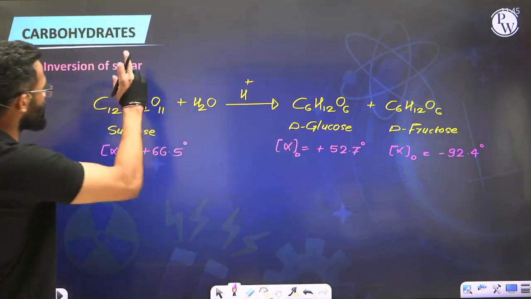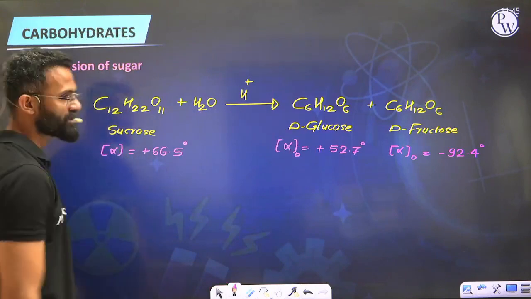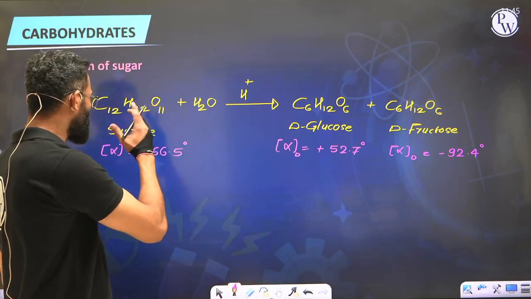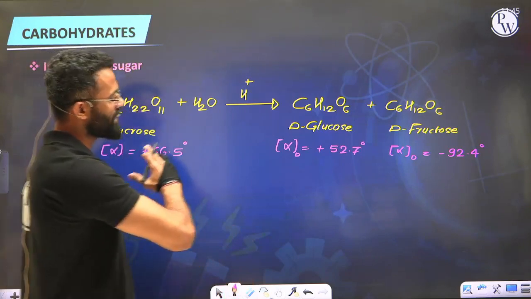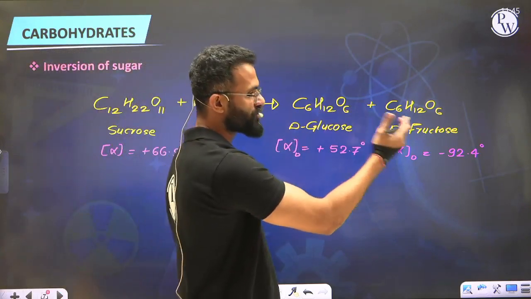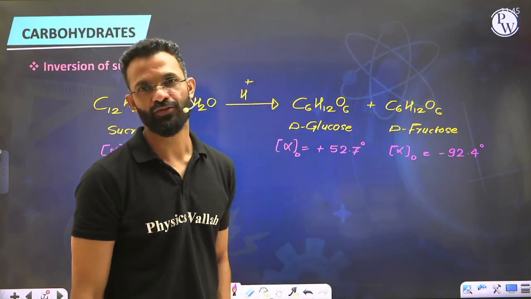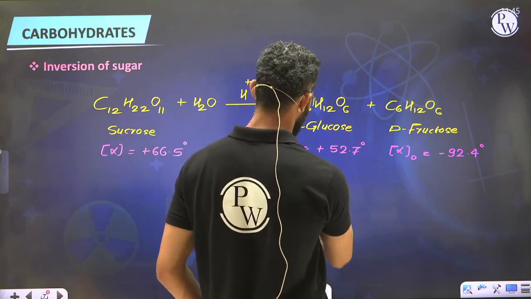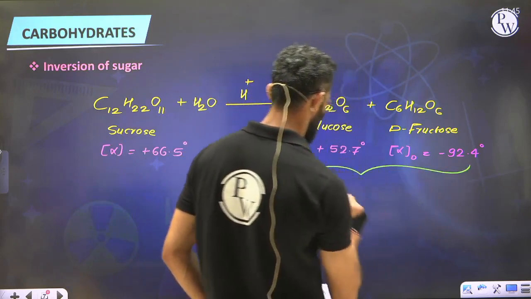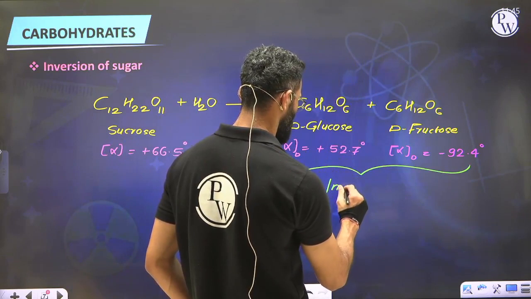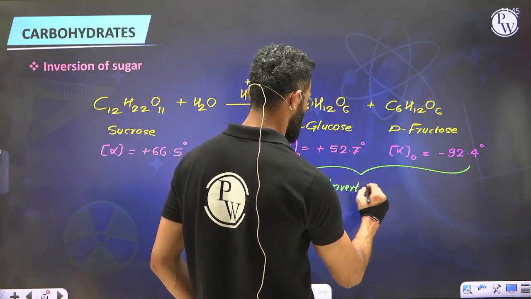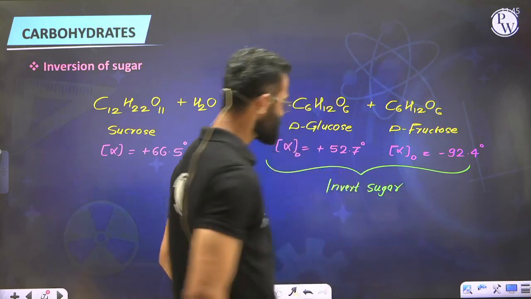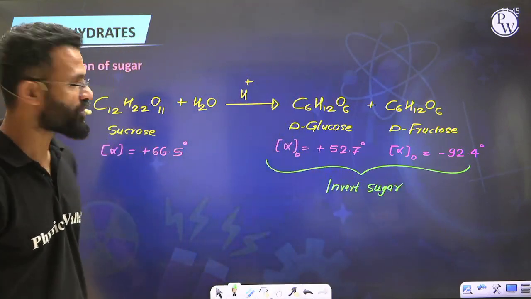So we call it inversion of sucrose, which is also known as sugar, table sugar or cane sugar. So conversion of a dextrorotatory solution of sucrose into a levorotatory mixture of glucose and fructose is known as inversion of sugar, and this mixture is known as invert sugar. So the mixture will be referred to as invert sugar. Alright everyone, this is what you call inversion.